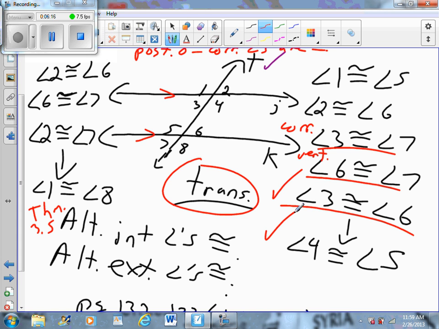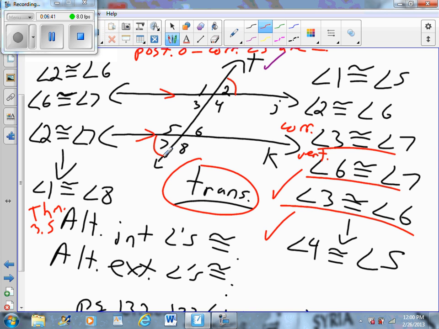Now, alternate exterior angles are congruent. You can use the same rationale here. Using that same diagram, what is a pair of alternate exterior angles? 2 and 7, right? 1 and 8. So can I state that 2 and 7 formally are congruent? Well, yes, I can. And why can I say that?